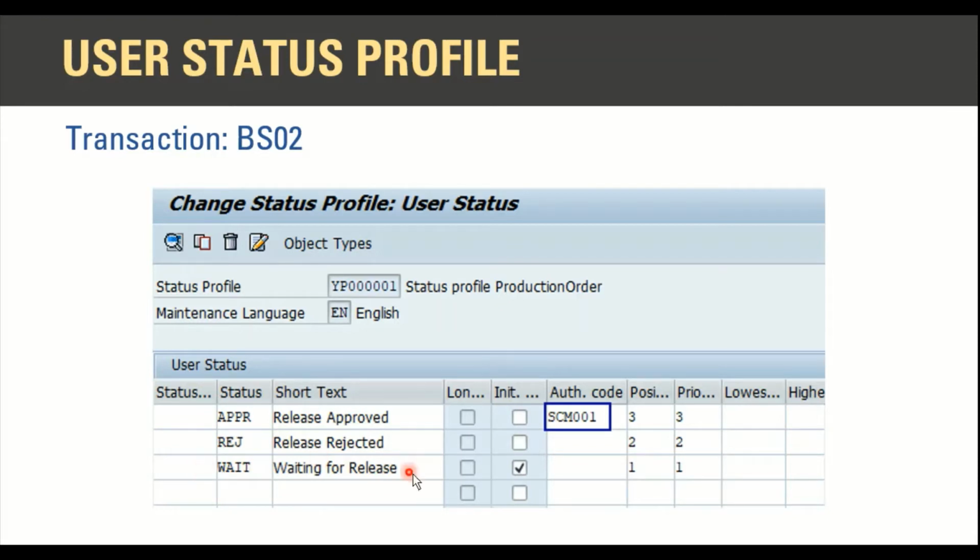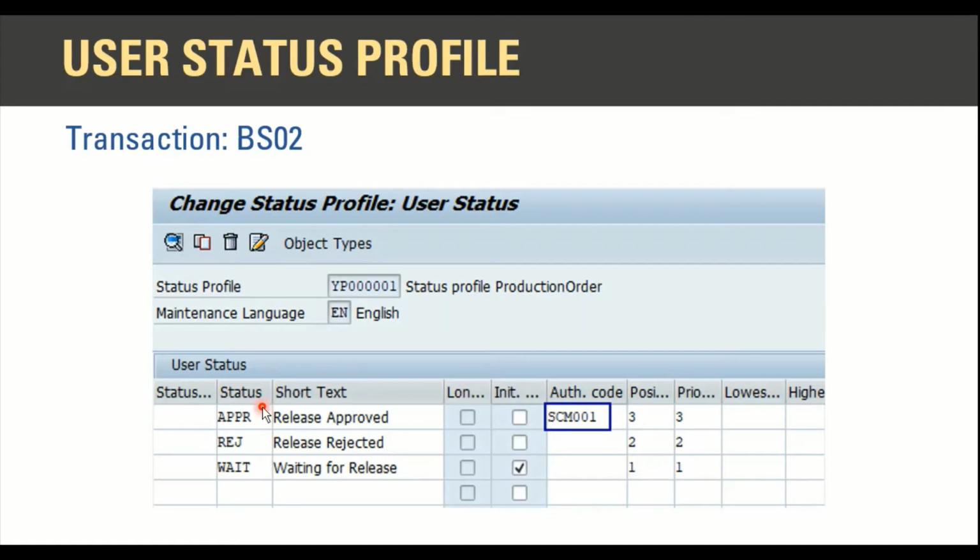The first one is waiting for release, the second one is release rejected, and then we have release approved. Here in the positions, you can see that the first position is given to wait. This is basically how the layout of the status profile or the approval screen should appear in the production order. So the wait for release appears on top, then release rejected, and then release approved.